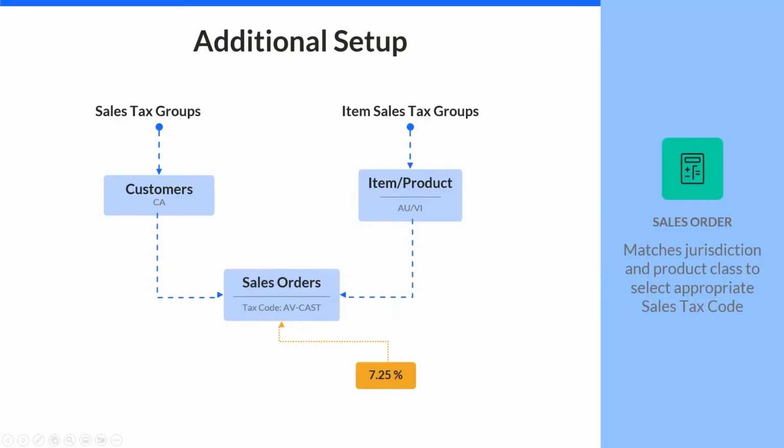So that concluded our setup there, but we need 2 additional mappings, right? Because we said the sales tax groups get added to the customer, and the item sales tax group gets added to the product. And based on that, the sales order will look for a sales tax code that coincides with both of these groups. So let's go into Dynamics and also do these mappings.